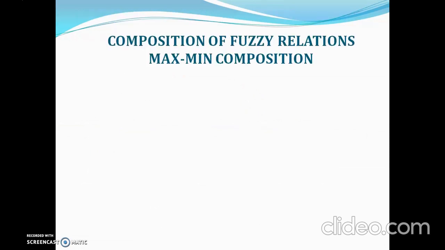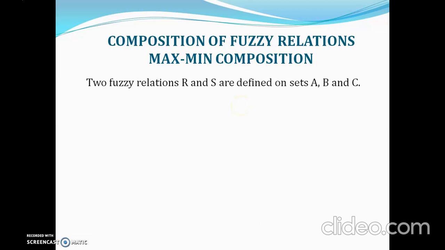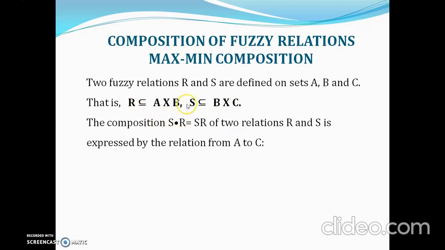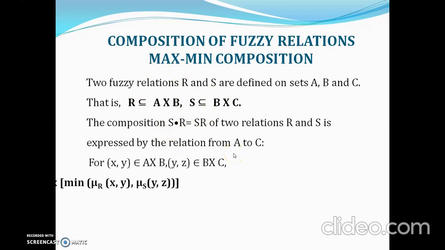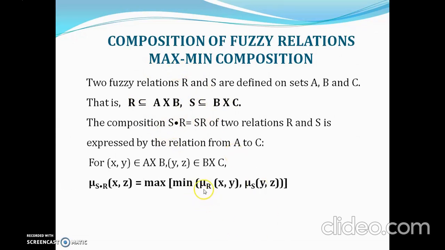Now we come to the second operation, called max-min composition. This is another composition applied over fuzzy relations. We have two fuzzy relations R and S on the sets A, B, C. R is a subset of A cross B and S is a subset of B cross C. We can correlate R and S through max-min or max-product. What is the operation? Inside, we take the minimum value from R and S. After that we take the maximum value from these two groups.